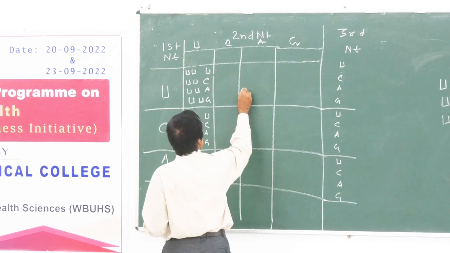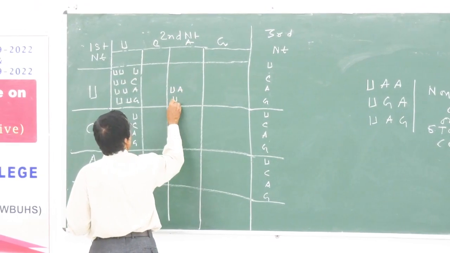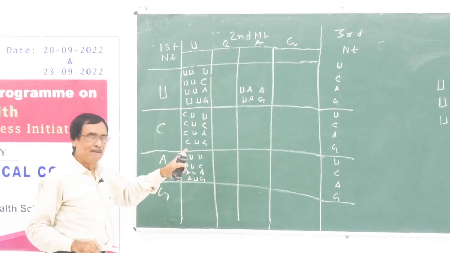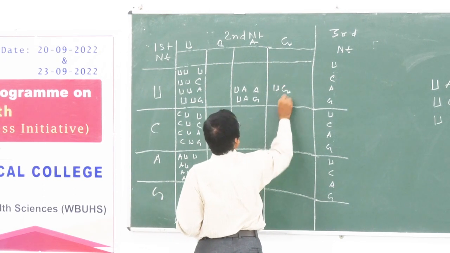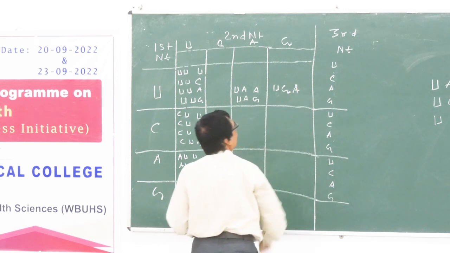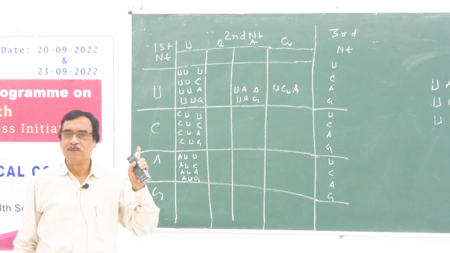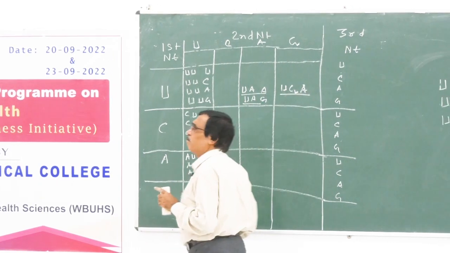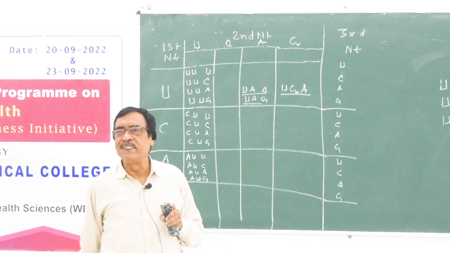What will be here? These are 3 nonsense codons. Okay? These 3 are nonsense codons. This means no amino acid will be derived from these codons. These 3 codons are called nonsense codons because they will not decode into any amino acid. They will just stop the translation.